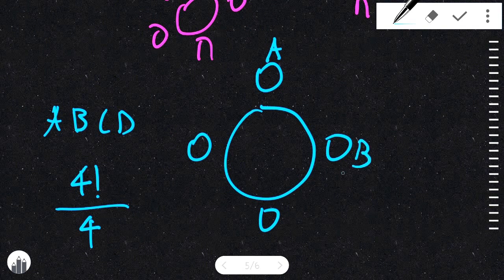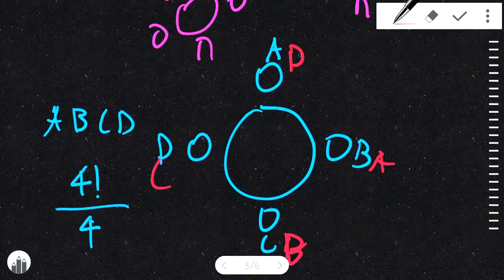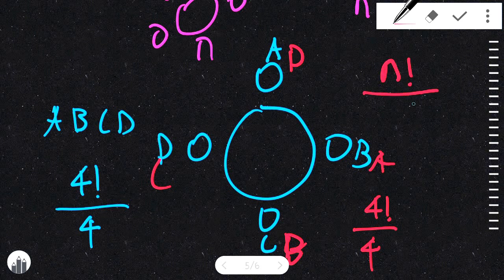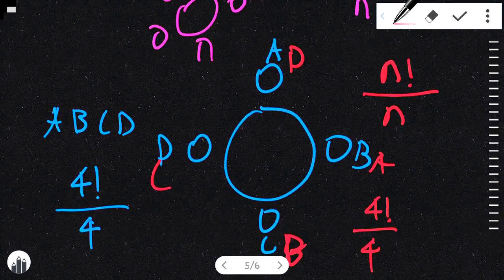same. A, B, C, and D, whether it's like that, or whether it's like D, A, B, and C. They just moved one to the right side. And this is still the same as the previous one. That's why it becomes 4 factorial divided by 4. The equation, just to remind you guys again, is n factorial over n. This is the circular function, circular permutation.